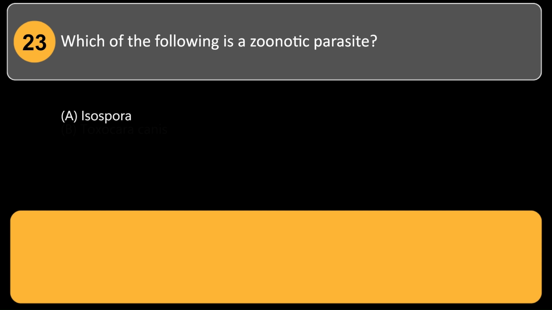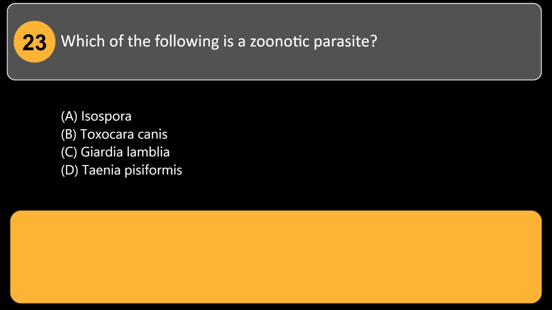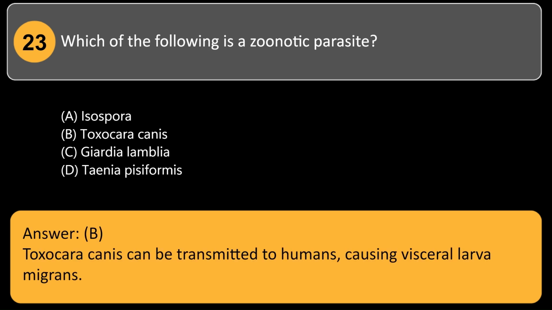Which of the following is a zoonotic parasite? A. Isospora. B. Toxocara canis. C. Giardia lamblia. D. Taenia pisiformis. Answer, B. Toxocara canis can be transmitted to humans, causing visceral larva migrans.